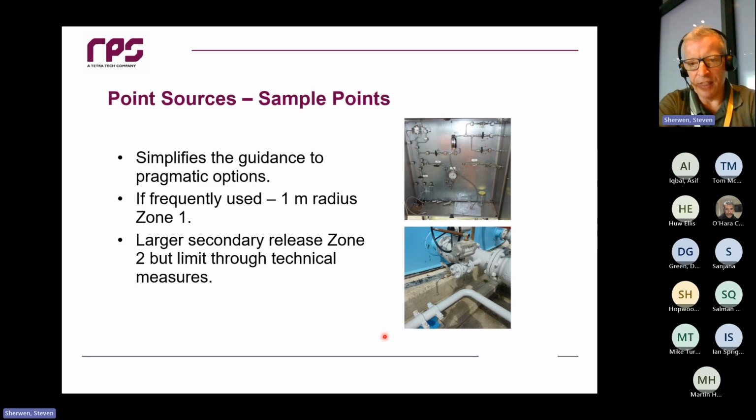Then the secondary releases that can arise from a sample point, let's try to eliminate or reduce them through technical measures: double valving, dead man's handles, plugging off the sample point when not in use, those kinds of things.